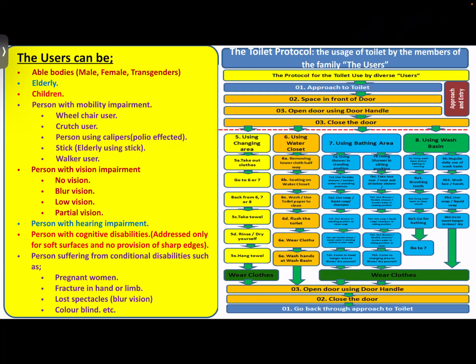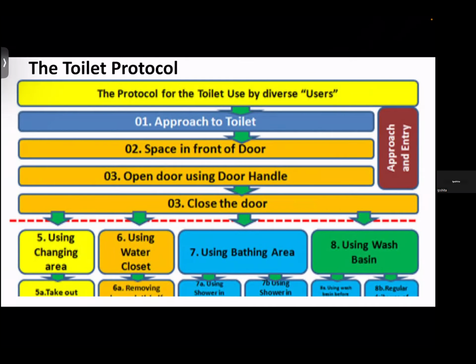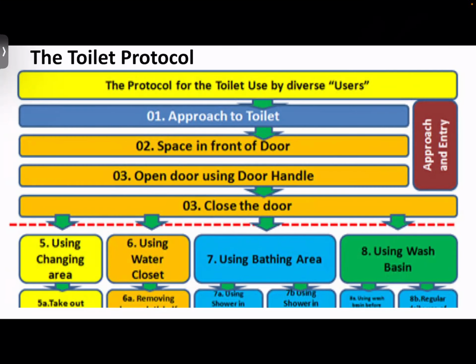I'll just show you in parts so that it is clear. The protocol was something like this: a user is going to approach the toilet, that is one of the spaces, then the space in front of the door, then the space where the person opens the door, and for opening uses the handle also, and then closes the door. After that, he or she does the activity which happens in a toilet, that is using the changing area, then using the water closet, or using the bathing area, and using the wash basin.